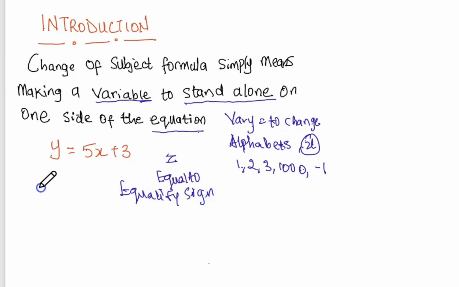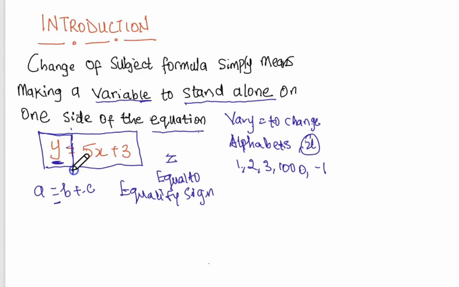So even if we are told that A is equal to B plus C, provided there is an equality sign, this is an equation. So for example, in this case, we have this expression y is equal to 5x plus 3. Now, if you look at this equation, you find out that y is on this side alone. The equality sign is the separating sign. So on this side, we have y. So it simply means in this case, y is the subject of this formula. So it means that it is alone on one side of the equation.